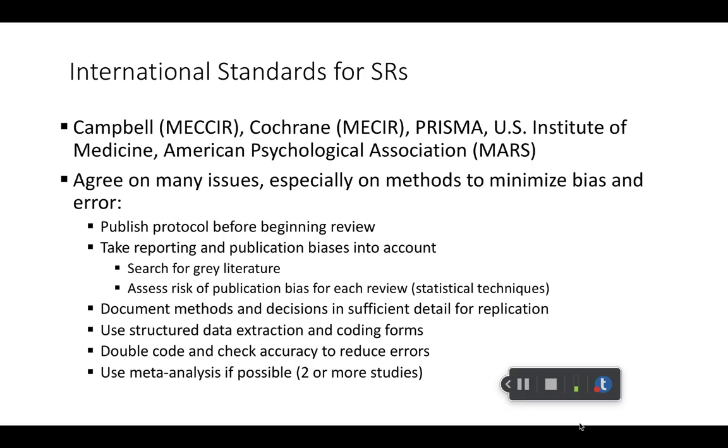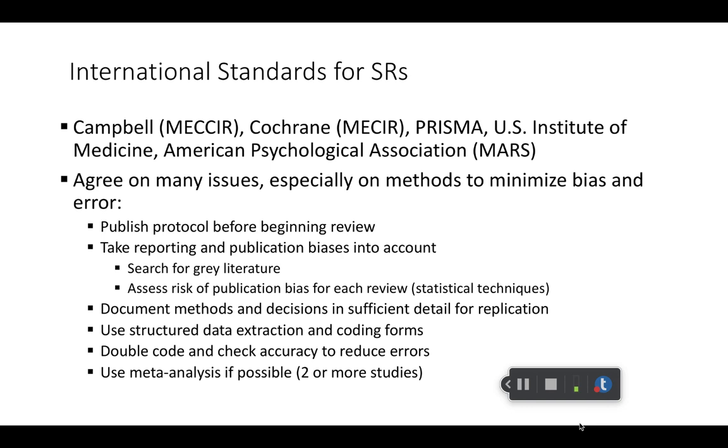There are international standards for the conduct of systematic reviews that are cross-disciplinary. So the Campbell Collaboration has a set of standards, we call them MECCIR standards. They're based on Cochrane standards. PRISMA is another set of standards. The U.S. Institute of Medicine has standards for the conduct and reporting of systematic reviews, as does the American Psychological Association.